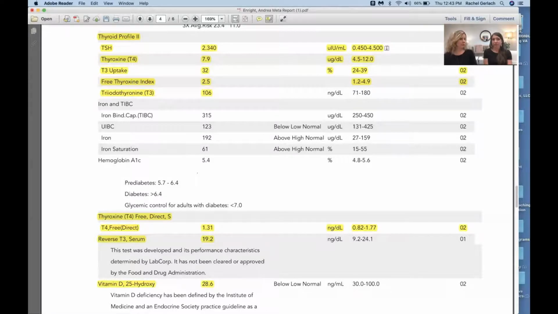Exactly. And for all intents and purposes, this 2.34 looks great. Nothing would ever be flagged here. You're fine. Go home. Exactly.